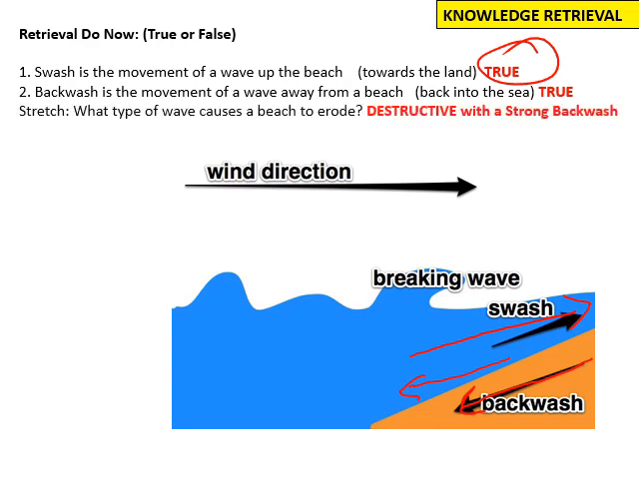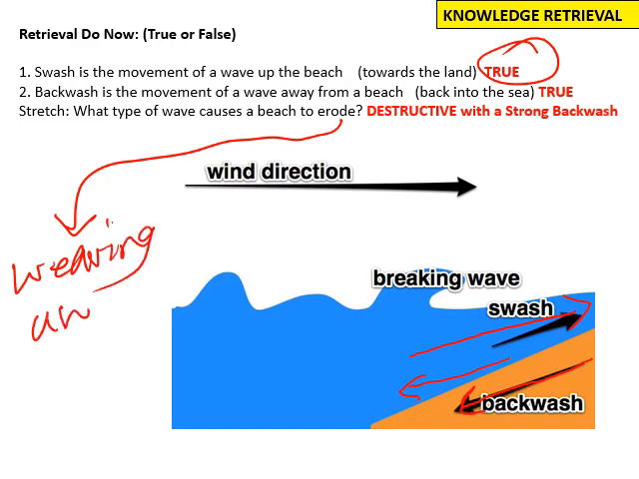And then the stretch question, what type of wave causes a beach to erode? Remember that erode is the wearing away, apologies for my writing there, of material where it is taken somewhere else. So in this case, the beach sand being taken away. And it is a destructive wave. Destructive, easy to remember because it destroys the beach, destructive. And that is a wave with a strong backwash, taking the material backwards away from the beach.